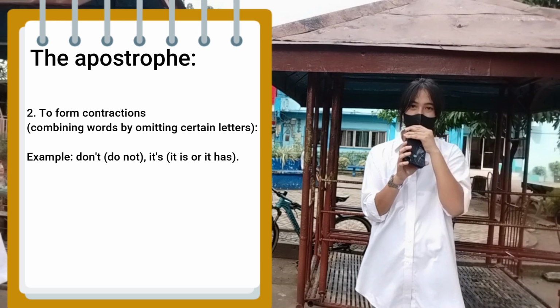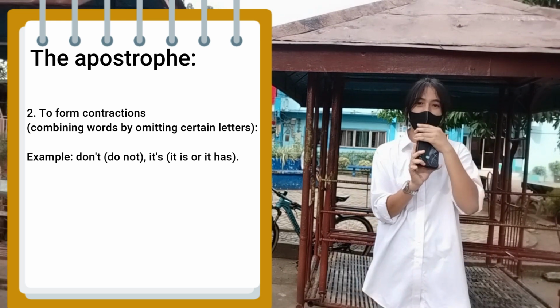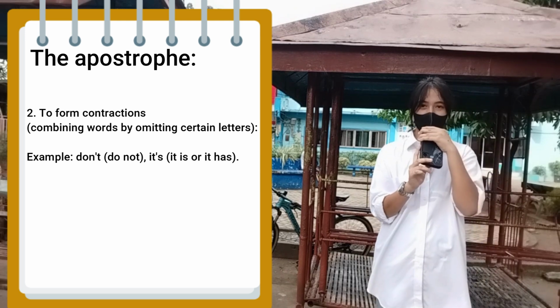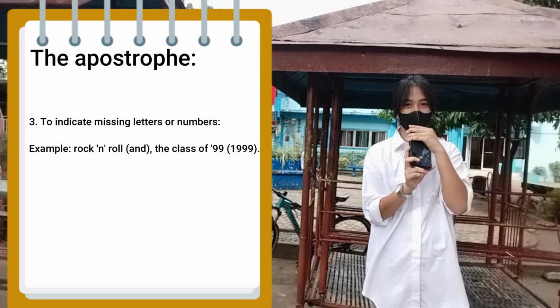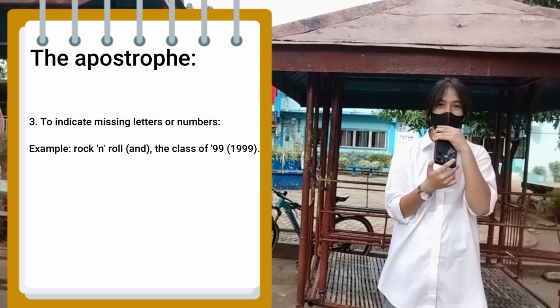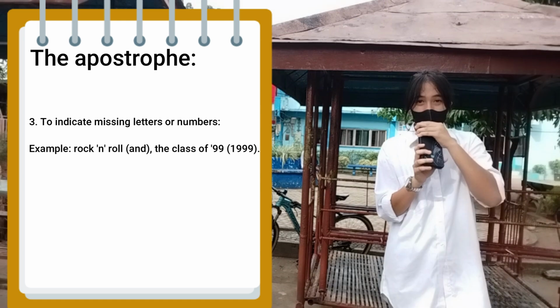Number two, to form contractions, combining words by omitting certain letters. Example, don't for do not, it's for it is or it has. Number three, to indicate missing letters or numbers. Example, rock 'n' roll, and the class of '90.